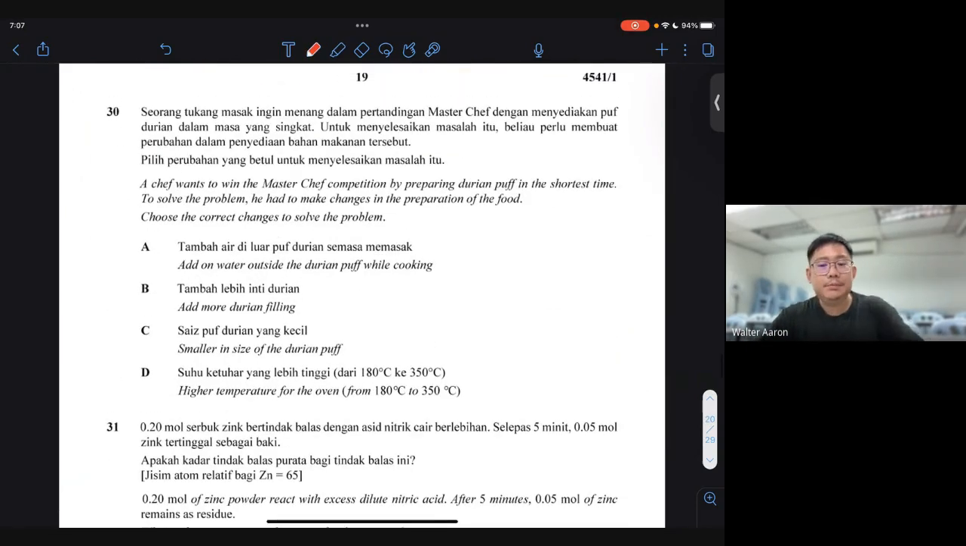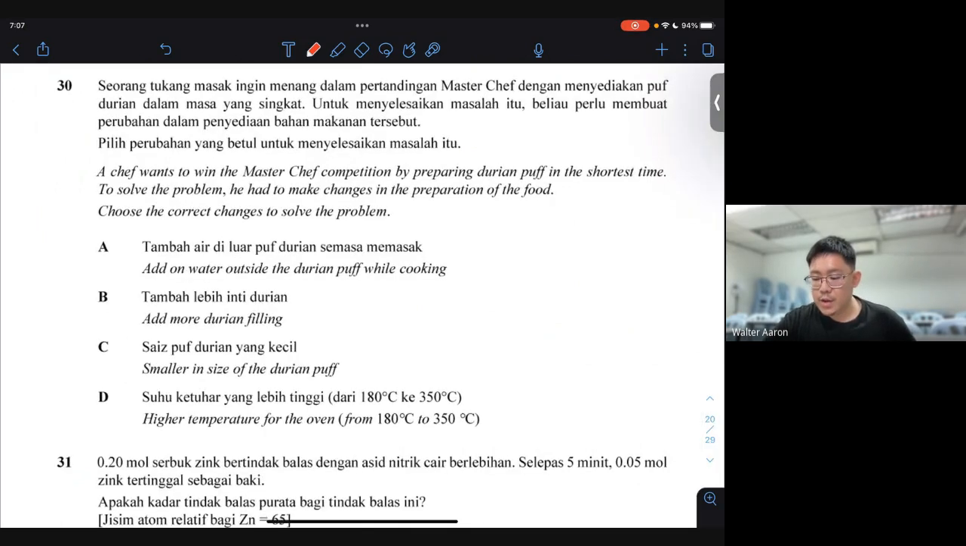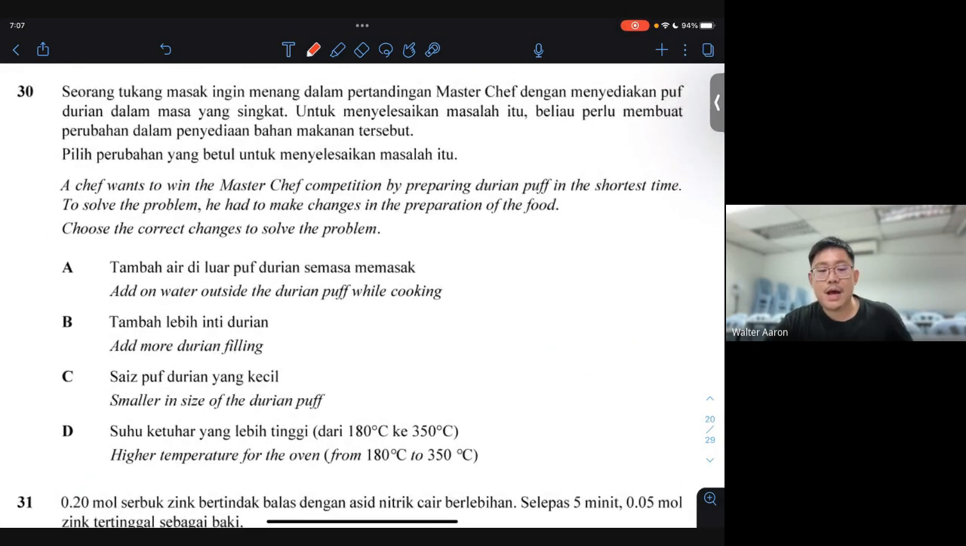Let's move on to 30. For number 30, a chef wants to win the MasterChef competition by preparing the durian puff in the shortest time. To solve the problem, he had to make changes in the preparation of food. Choose the correct change to solve the problem. So if he wants to win in the shortest time, he must cook the food as fast as possible, thereby increasing the rate of reaction.